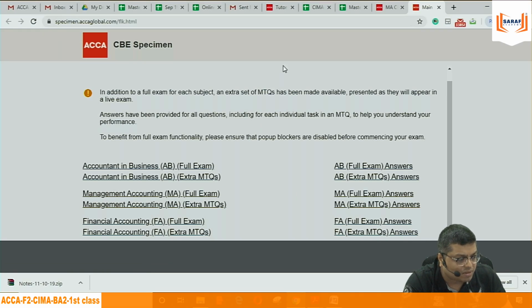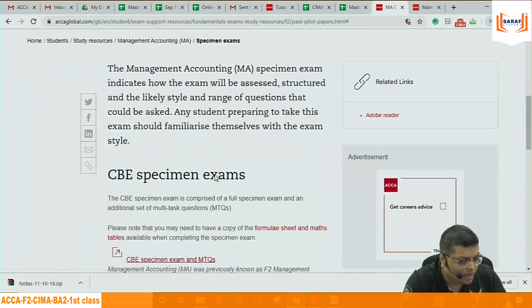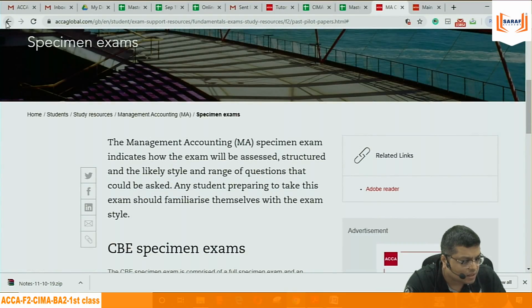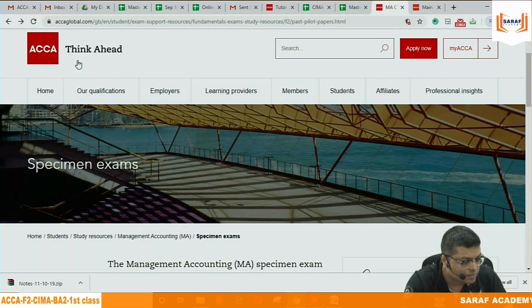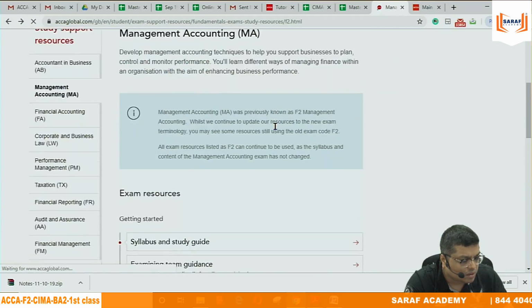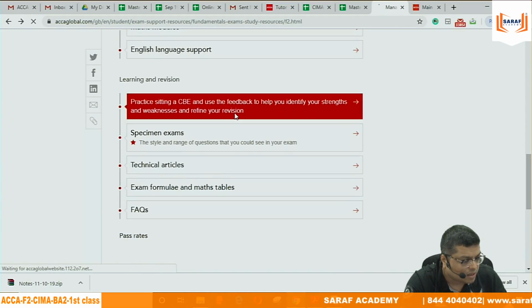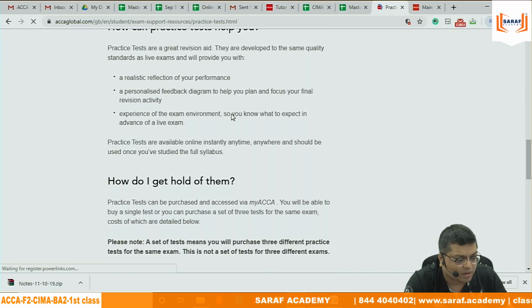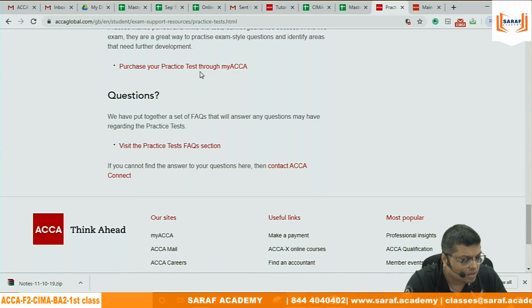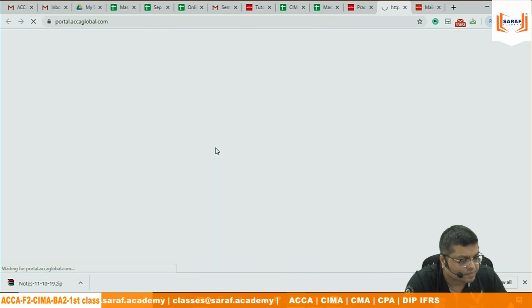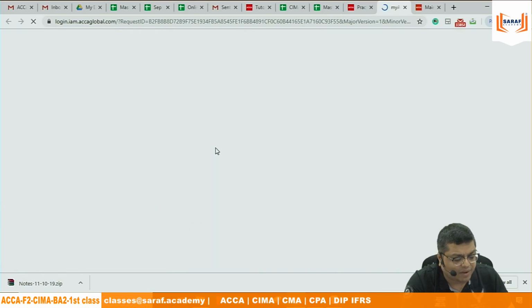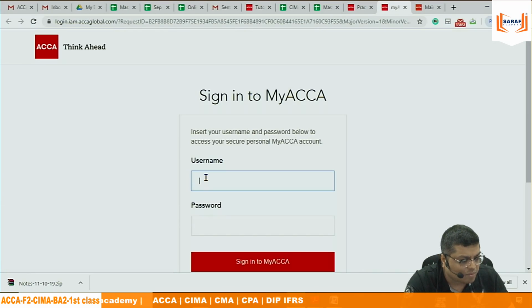At the same time, when I open this one, there is a practice test written. For that they are asking what? Purchase your practice test through MA-CIMA. Visit the practice test FAQ section. If you cannot find the answer, contact ACCA Connect. Suppose I am clicking this. The way they are saying purchase, I am not interested in purchase.